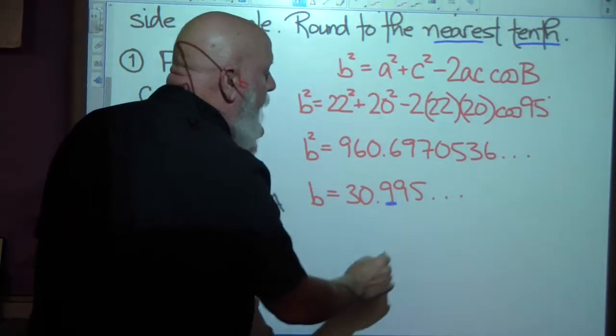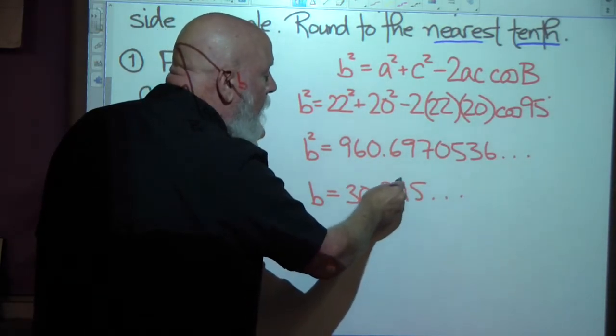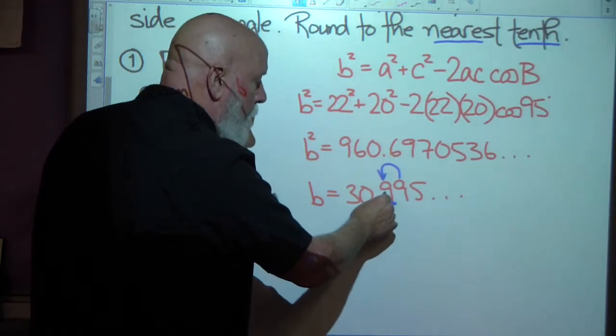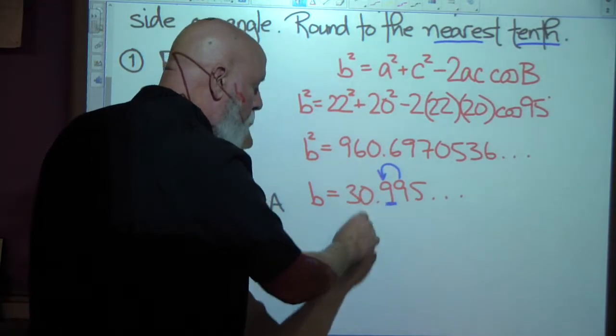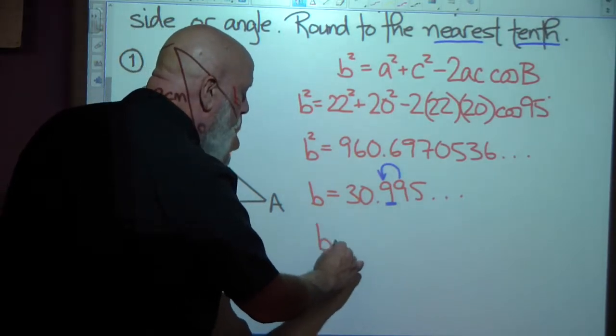That's this right here, and so I look to the digit to the right. It's a 5 or greater. It's a 9. So I'm going to round this up. It'll become a 10, and I'll carry the 1. So this will be 31.0 approximately, if I haven't made any mistakes.